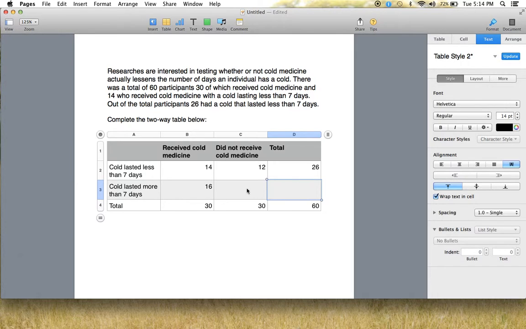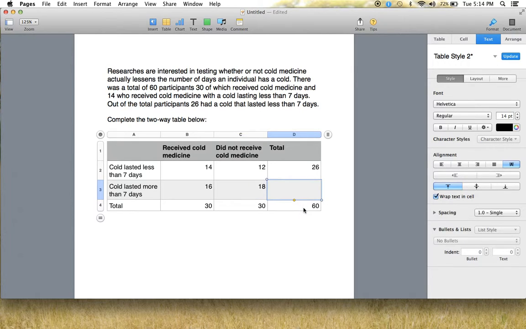Now you can do either of these again, but I'm going to choose to do this one. So we know that there's a total of 30 who did not receive cold medicine, and we just figured out that 12 of those must have had a cold that lasted less than 7 days. So in order to equal the 30, 18 of those who did not receive cold medicine must have had a cold that lasted more than 7 days.